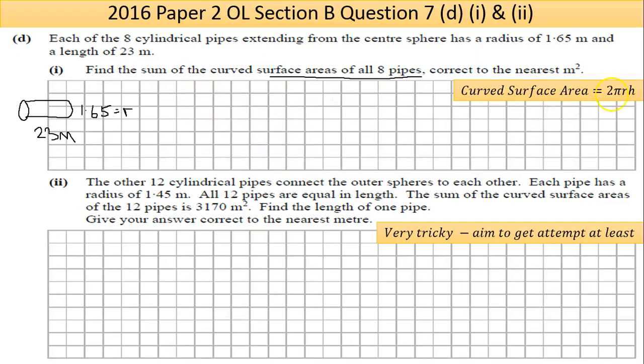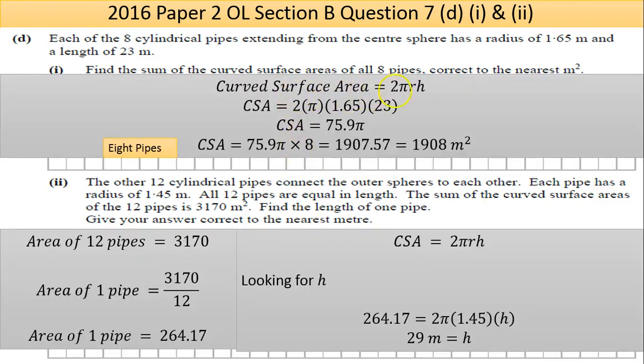If I go back here, I have the formula written on the notes. I'll go straight to the answer. So curved surface area equals 2 pi rh. You know pi, it's in the calculator. You know r, in this case it's 1.65. They just told you in the question. And you know h is 23. So you have all the unknowns in the formula. You're just looking for the curved surface area. So plug it through the calculator.